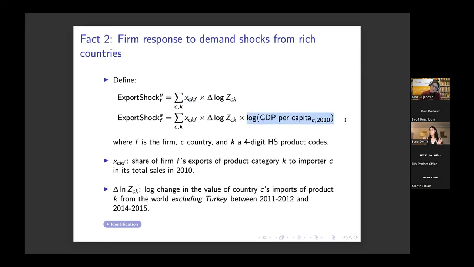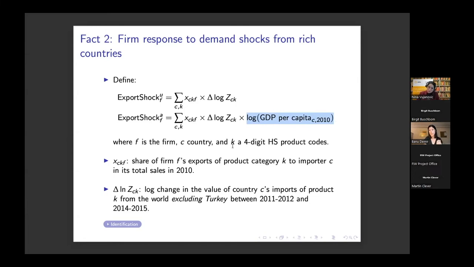And remember that we are not after the scale of the demand shock. We don't really care about whether the firm receives a big shock or a small shock. What we care about is the composition of that shock in terms of quality. So following the literature, we believe that high GDP per capita countries have a demand that is biased towards high quality products. So widgets imported by Austria should be of higher quality compared to the widgets imported by Nigeria. So that's the variation that we want to capture.